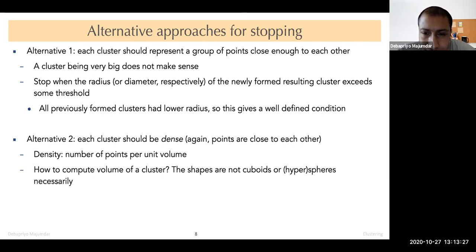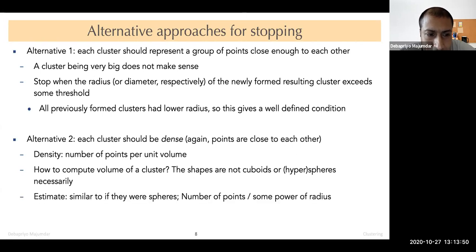Obviously, here the shapes are not cuboids or hyperspheres. If we are given a cube, we know how to compute a volume. If we are given a sphere or a circle, we know how to compute the volume or area respectively. But the shapes of clusters are not really spheres. So what we will do is estimate, similar to the case if they were spheres. It is the number of points divided by some power of the radius. If it is a 3-dimensional case, it is some constant times r cubed.